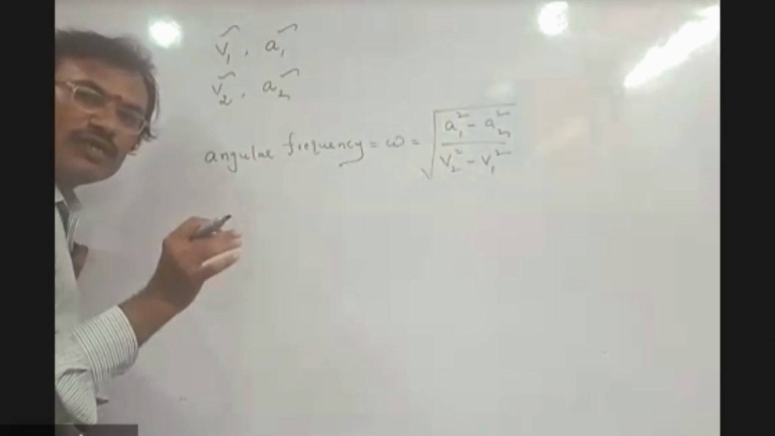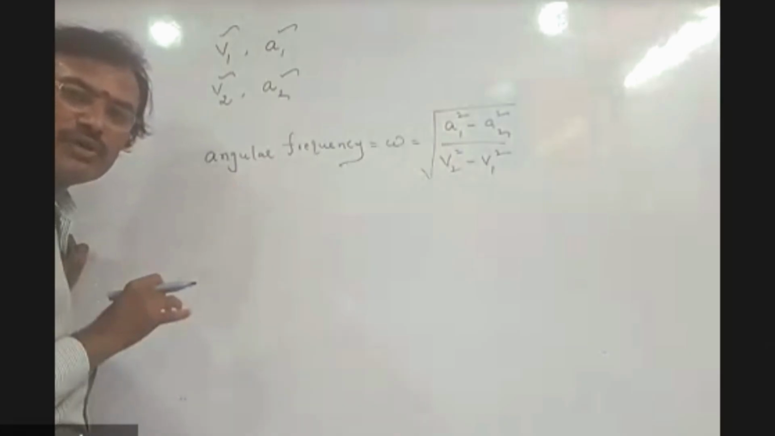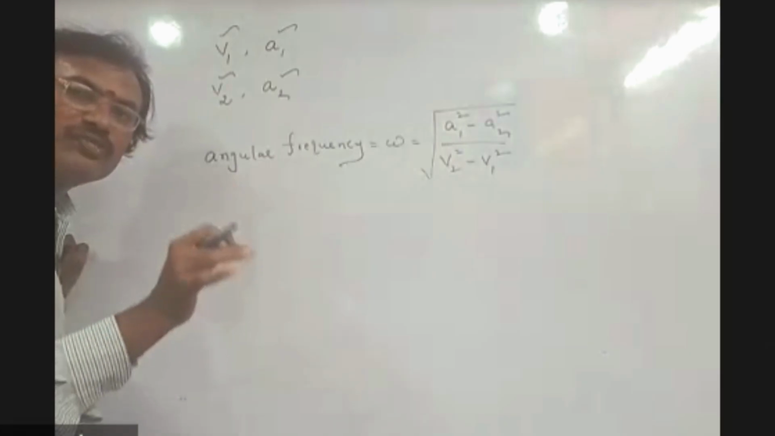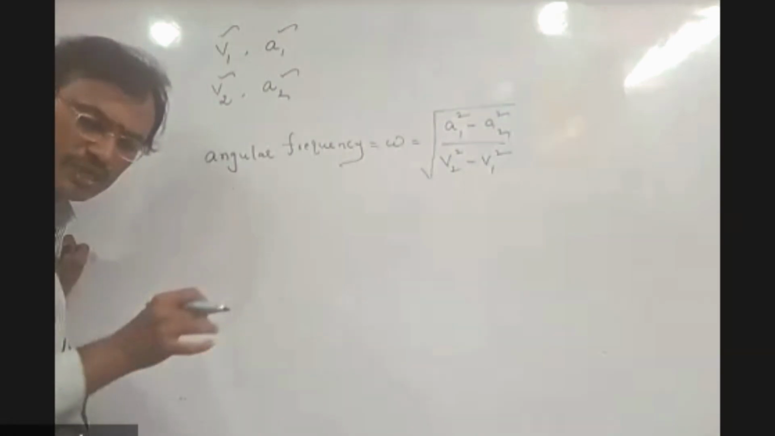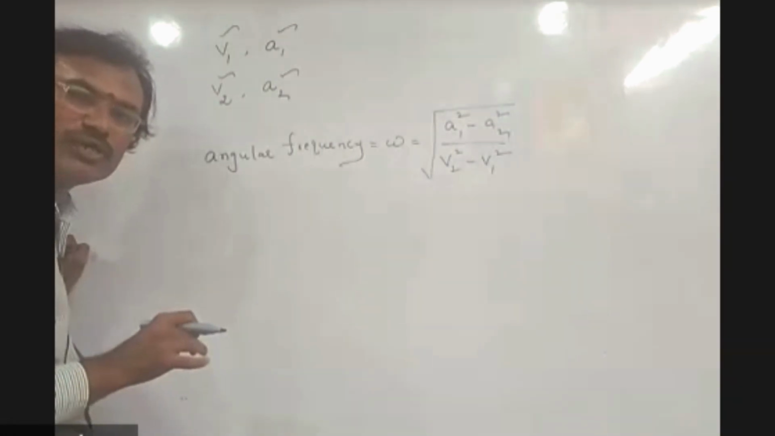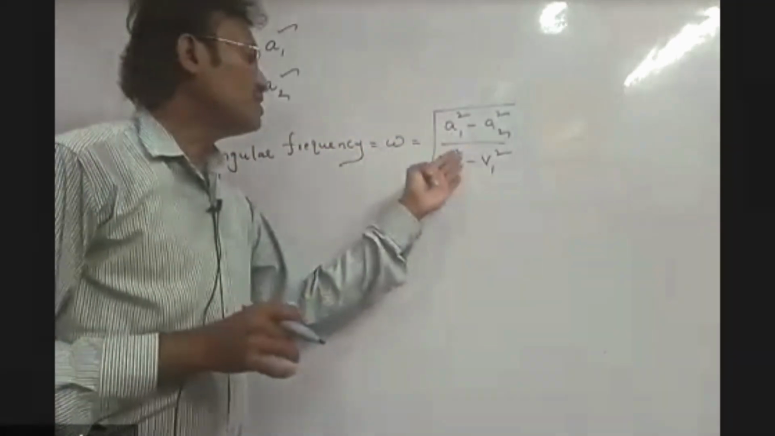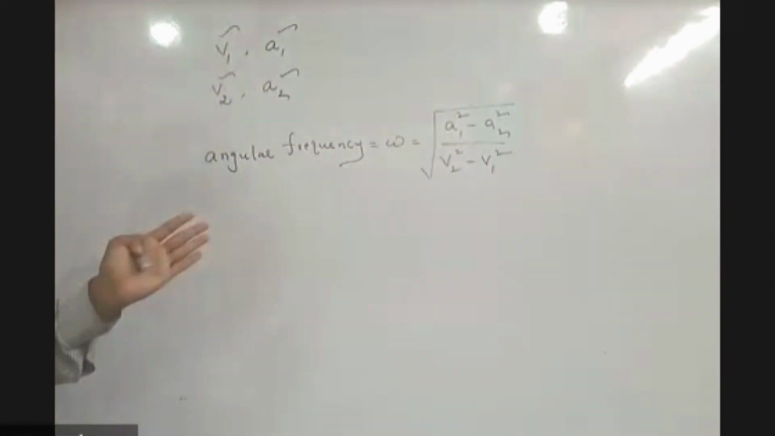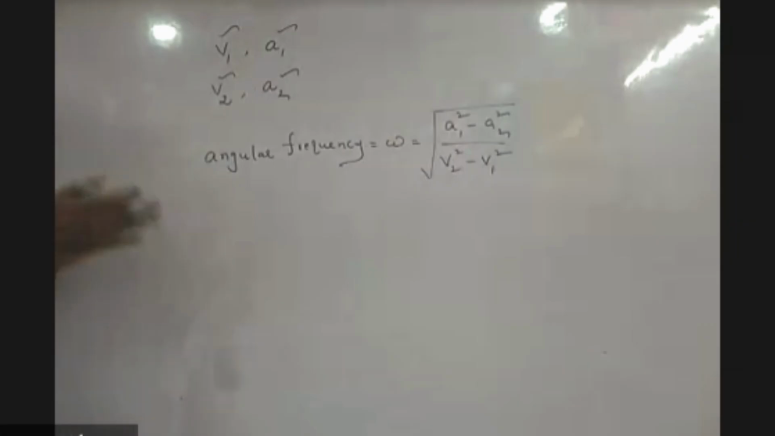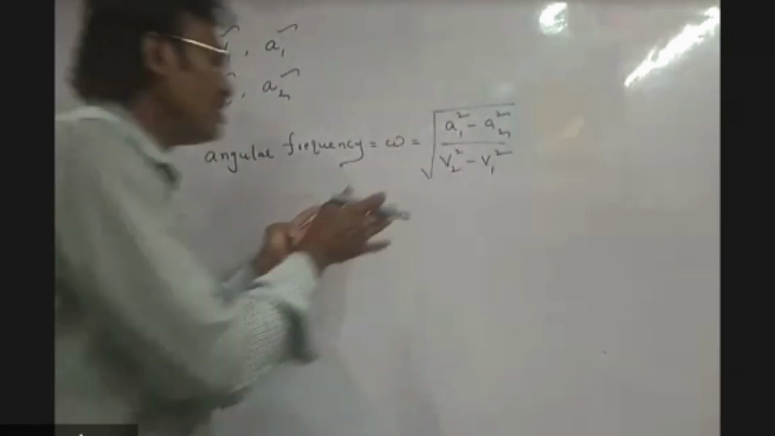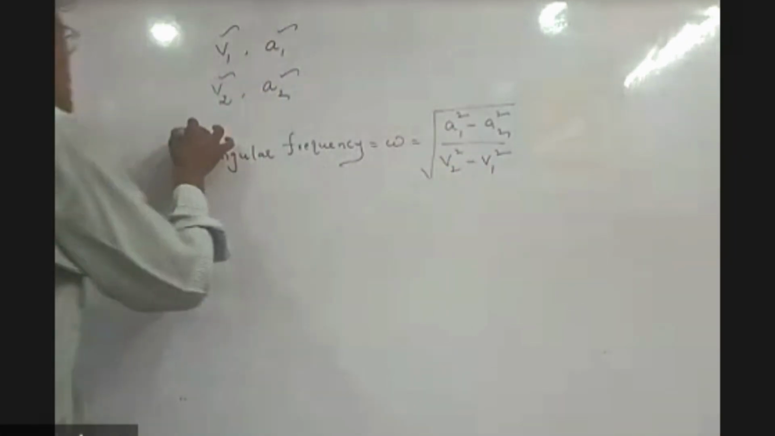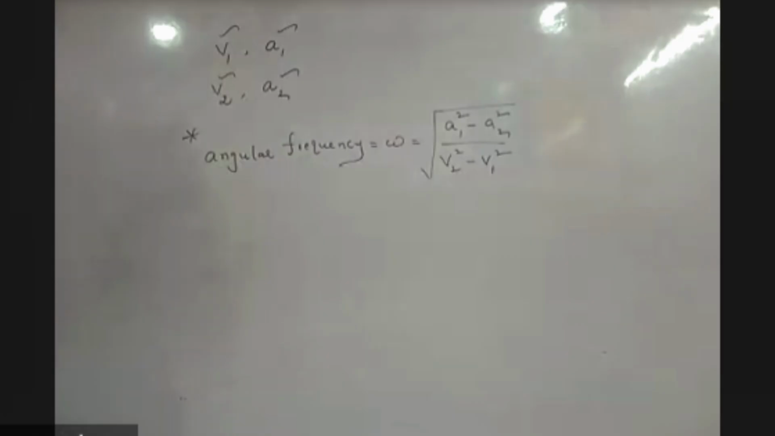Now we need to calculate the angular frequency of the particle which is in simple harmonic motion. That is angular frequency omega. This is the direct formula, so you take this formula. Otherwise, solving this problem is lengthy, so treat this as a shortcut. Angular frequency omega is equal to root over a1 square minus a2 square by root of v2 square minus v1 square.